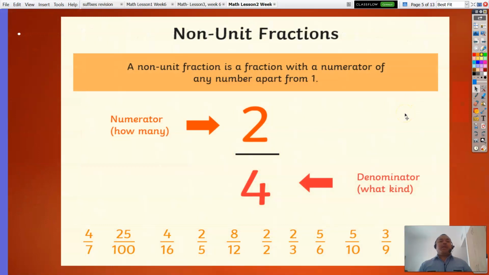What do we mean by non-unit fractions? A non-unit fraction is a fraction with a numerator of any number apart from 1. As we discussed last time, a fraction has two parts. The top number is called the numerator, and the bottom number is called the denominator. If a fraction has a number aside from 1 as the numerator, that is called a non-unit fraction, just like these fractions below.